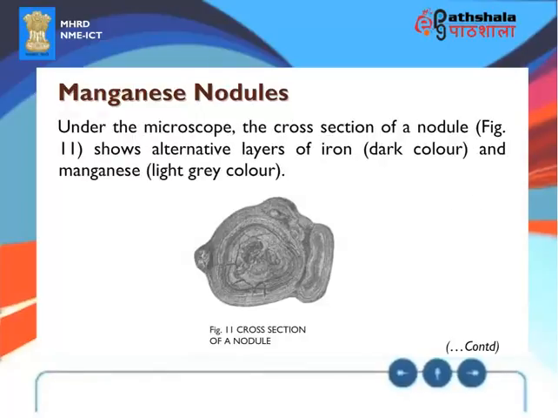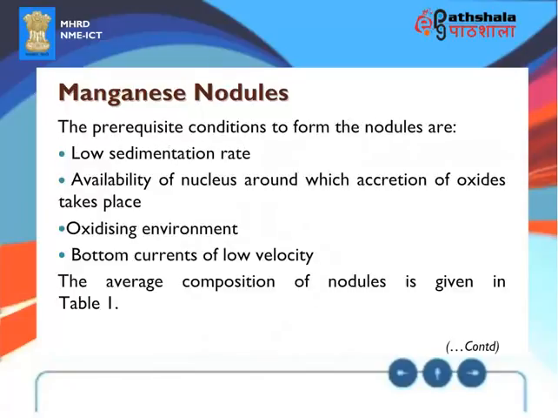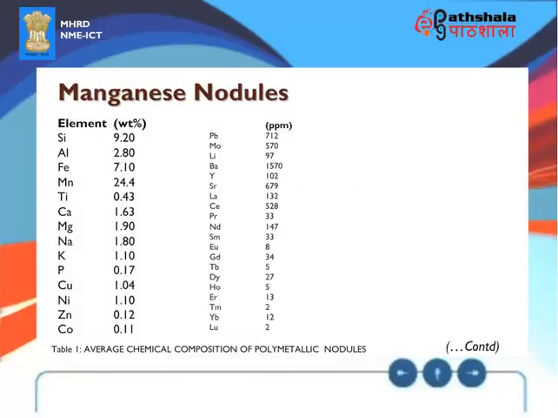Manganese nodules. Under the microscope, the cross section of a nodule, figure 11, shows alternate layers of iron, dark color, and manganese, light grey color. The prerequisite conditions to form the nodules are a low sedimentation rate, availability of a nucleus around which accretion of oxides takes place, an oxidizing environment, and bottom currents of low velocity. The average composition of nodules is given in Table 1. You can see in Table 1 the average chemical composition of polymetallic nodules.